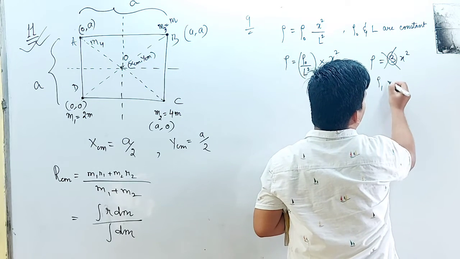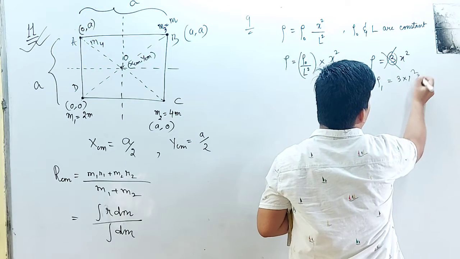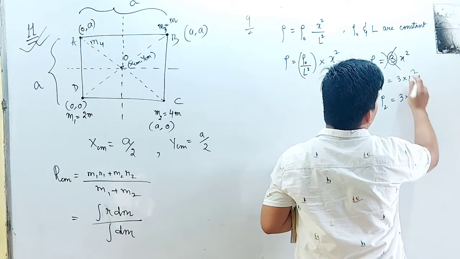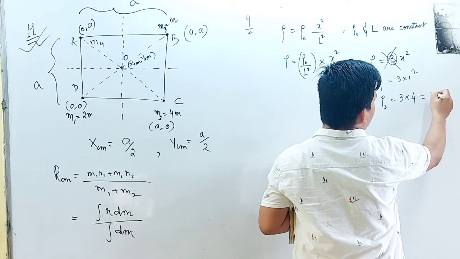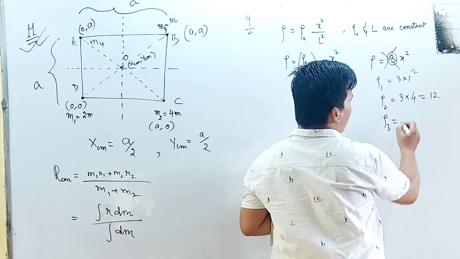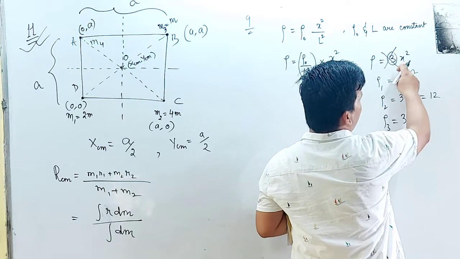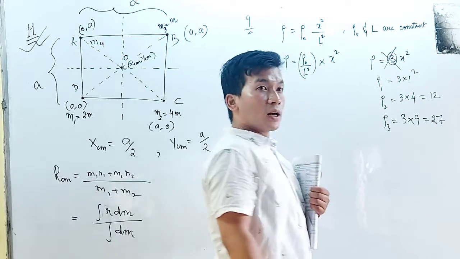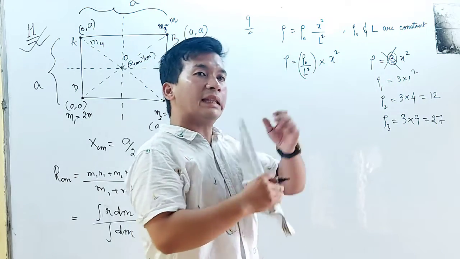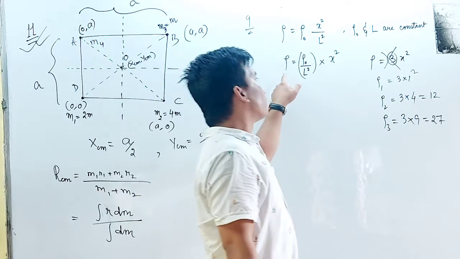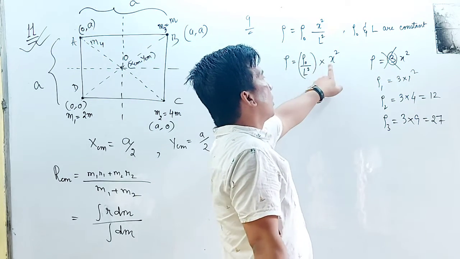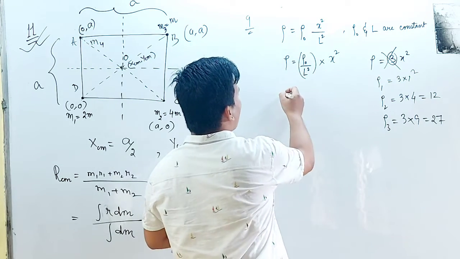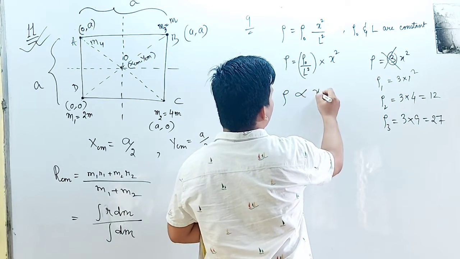With x value 1, rho 1 is equal to 3 into 1 square. Rho 2 is equal to 3 into 2 square, which is 4, so this will be 12. Rho 3 is equal to 3 into 3 square, which is 9, so 27. Understood? That means the density is clearly dependent upon your x, where rho can be written as directly proportional to x square.